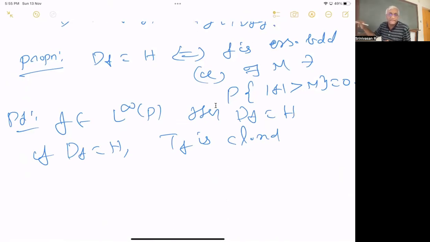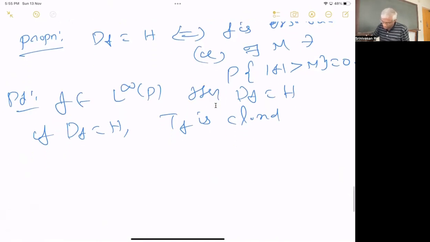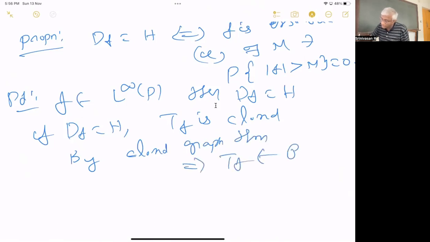T_f is equal to T_f bar star, so T_f is closed. So this implies T_f is bounded, by the closed graph theorem. We are applying the closed graph theorem, and T_f is bounded. Now, why is it true?